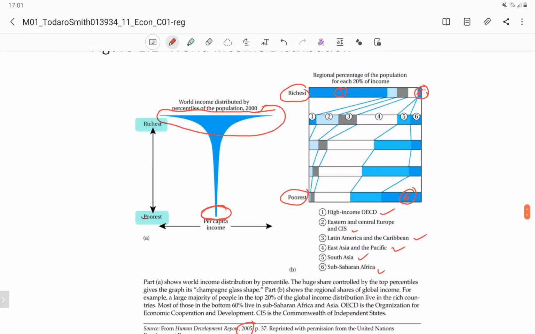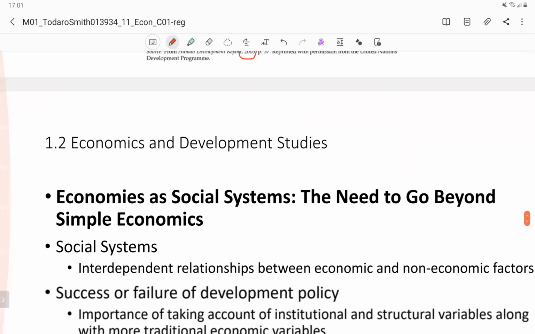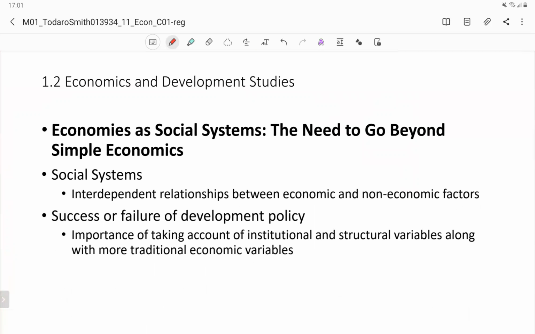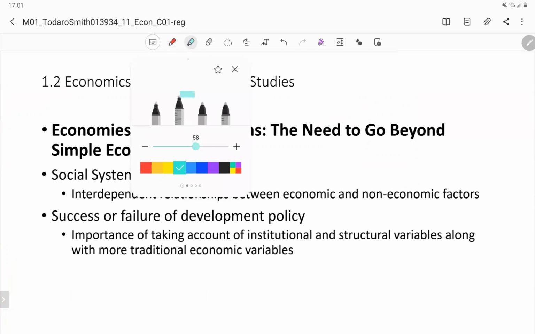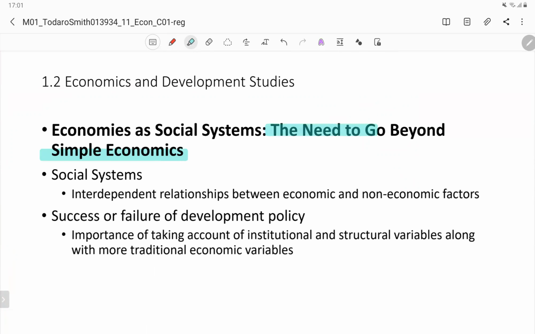Okay, let's go on. This is important: economics as a social system, the need to go beyond simple economics. Like I said before, because traditional economics only focuses on efficiency and optimization, in terms of development economics we need to go beyond that. So we need to go beyond simple or traditional economics. That's why it is important to see economies as social systems.